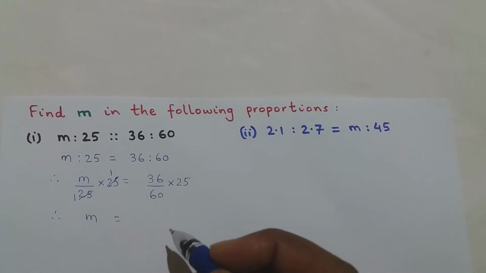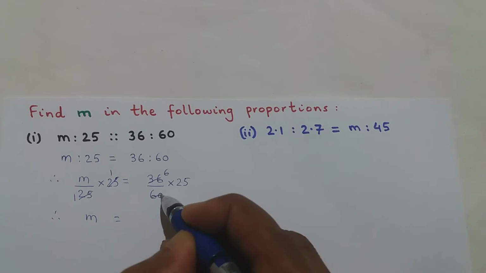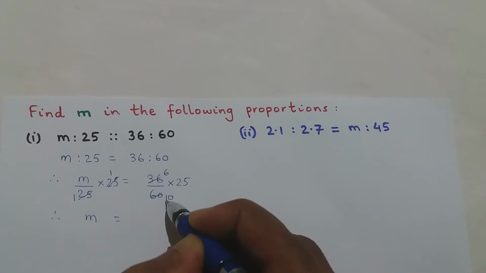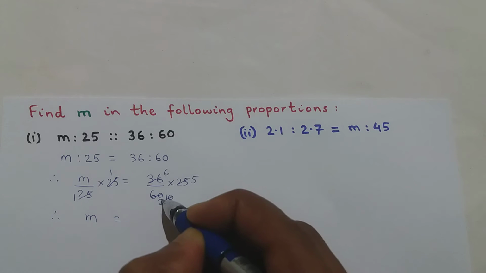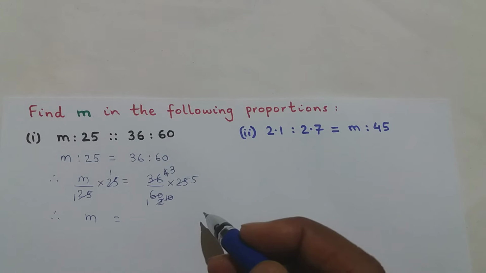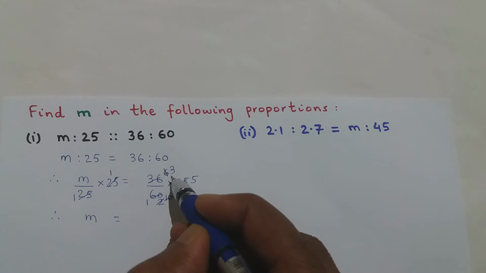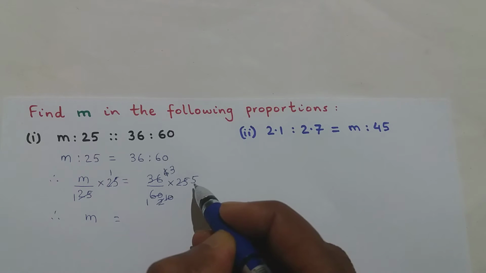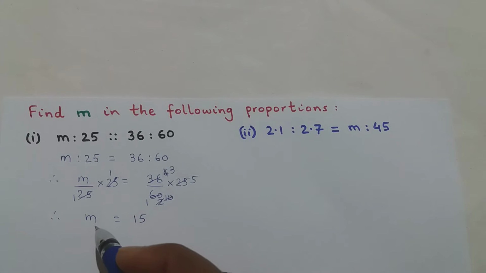So let us simplify this. 6 6s are 36, 6 10s are 60, 5 2s are 10, 5 5s are 25, and 2 1s are 2, 2 3s are 6. So it becomes 3 upon 1 into 5, and 3 upon 1 into 5 is 15. So the right hand side of the equation becomes 15. So it becomes m equal to 15.